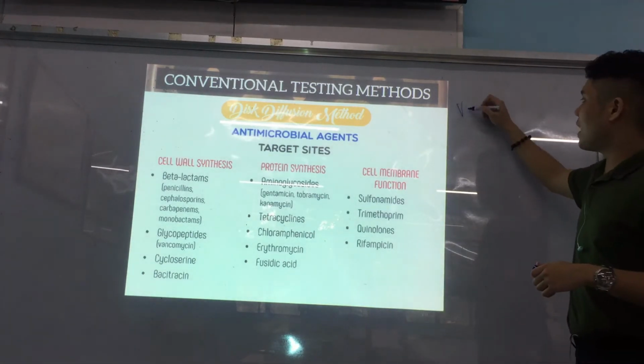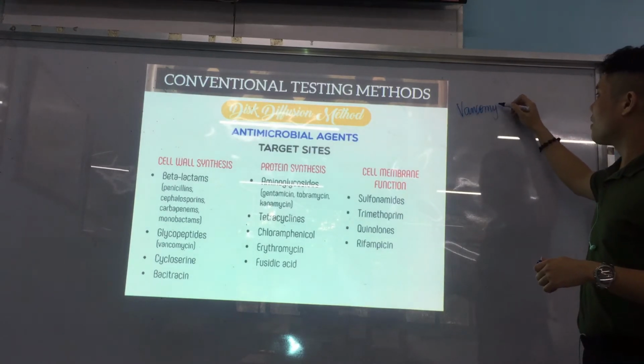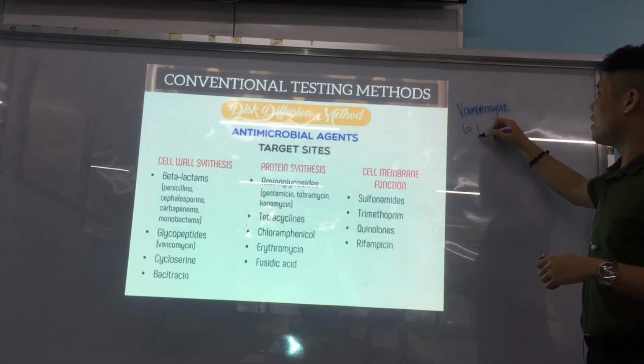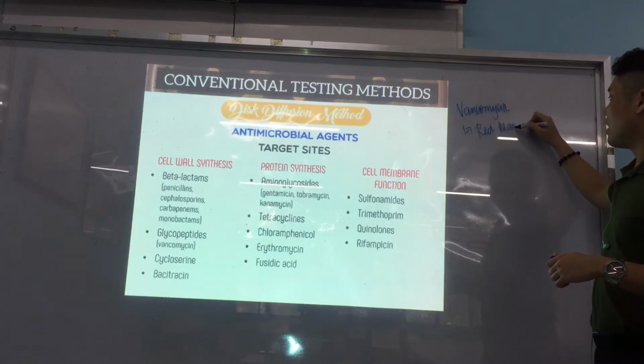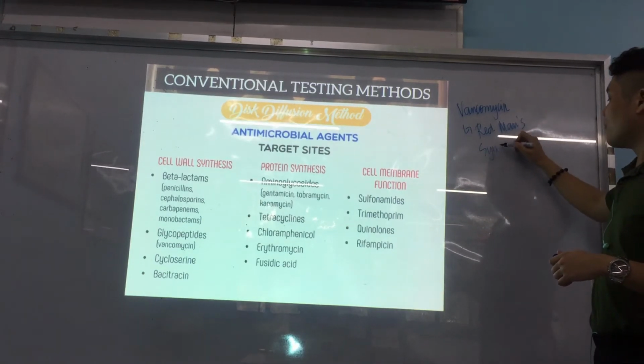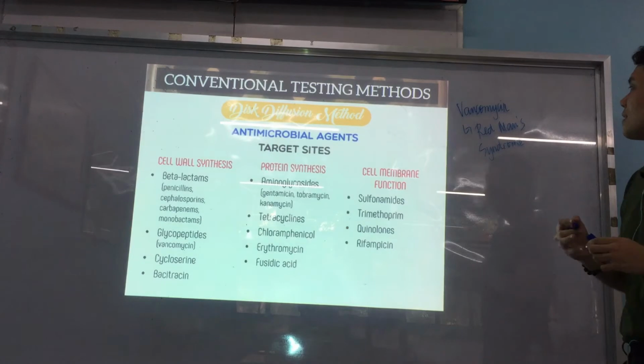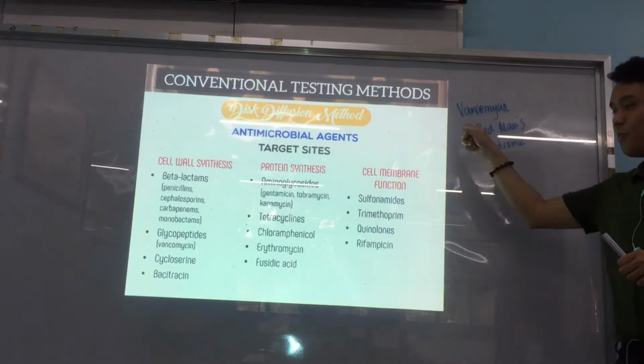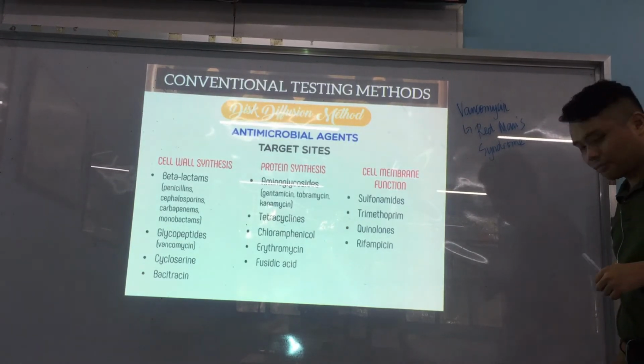Now, vancomycin, guys, please take note. I already mentioned this. What is its toxicity? It causes red man's syndrome. This comes up in your TDM, therapeutic drug monitoring. It comes out in the boards: red man's syndrome, vancomycin. Okay. Alright.